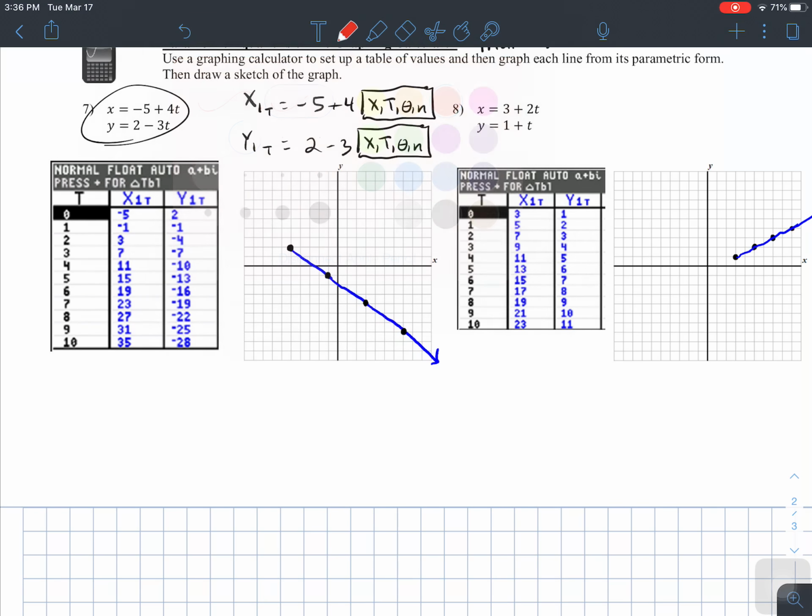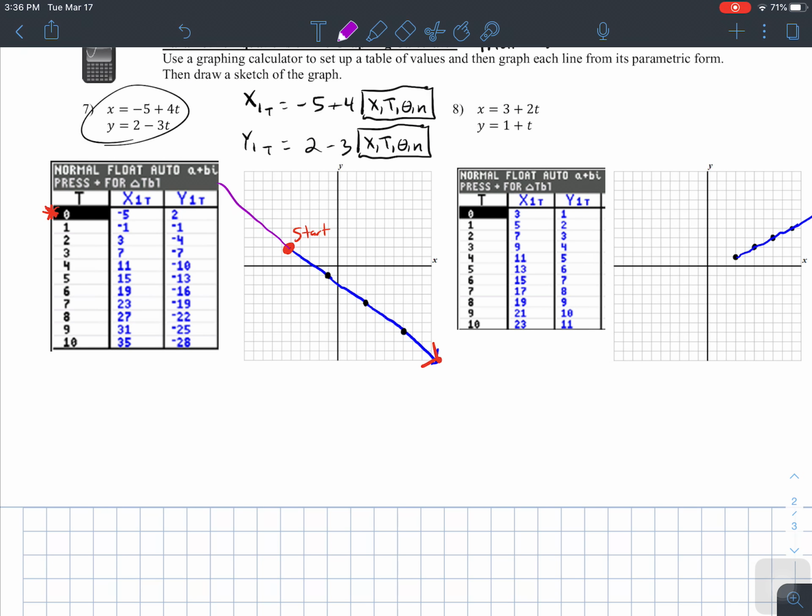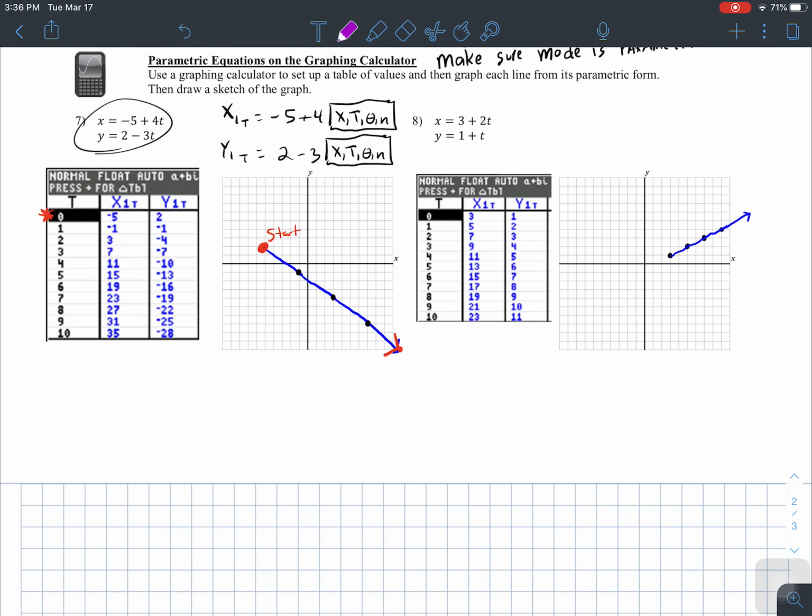I'm going to use red. It has a starting point right here, and it has a direction it goes. And that's what you need to notice for your table. Your table is going to start at 0 because time is 0. That's the smallest time you can have. So when you graph these, they're not going to go full-blown linear all the way over to the left, a line. It's going to be a ray, just like our vectors were. It's going to have a starting point based off of time being 0. And you can just type in your calculator and plot the points.